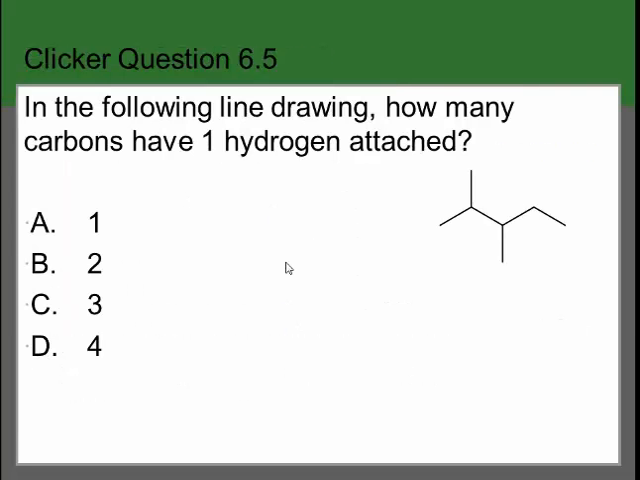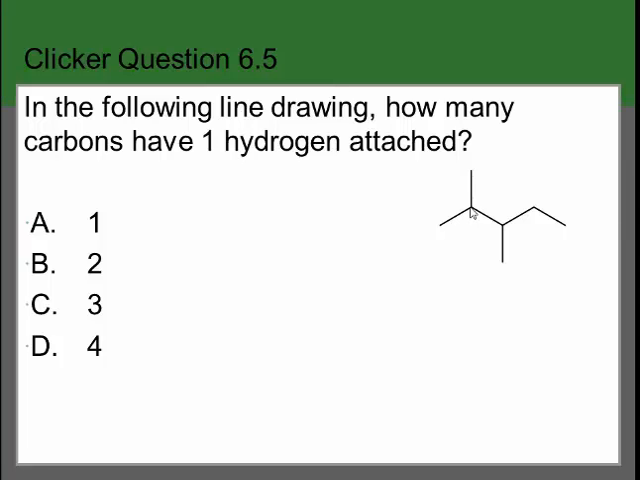Clicker question 6.5. How many carbons have 1 hydrogen attached in this line drawing? If we think back, these carbons at the end of lines have 3 hydrogens attached, so it's not any of those. These carbons here have 3 lines going to them, and so they only need 1 more hydrogen to be attached to them to have 4 bonds.